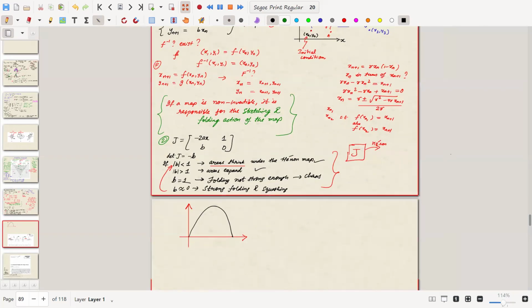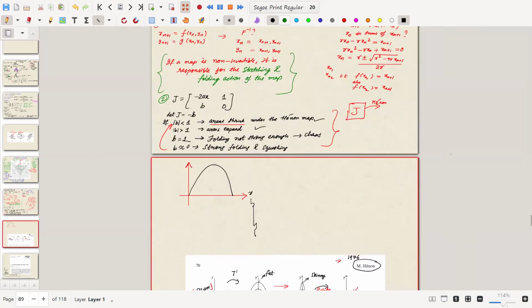Now you can see that this is xn and this is xn plus 1. For any xn you take, there are two xn's which give the same xn plus 1 value. Just draw a line here. This xn and xn2 will give you the same xn plus 1 value. So this is another way of seeing that the logistic map is not invertible.